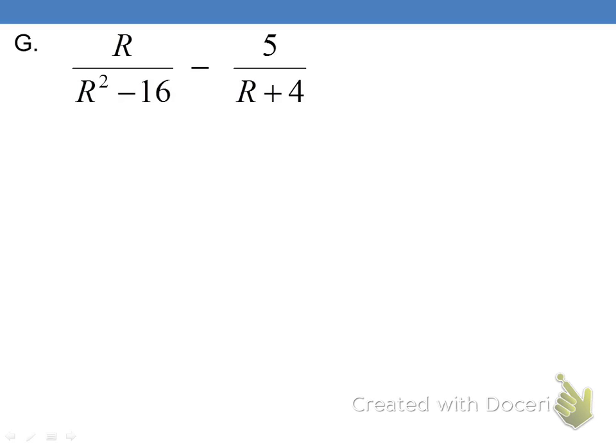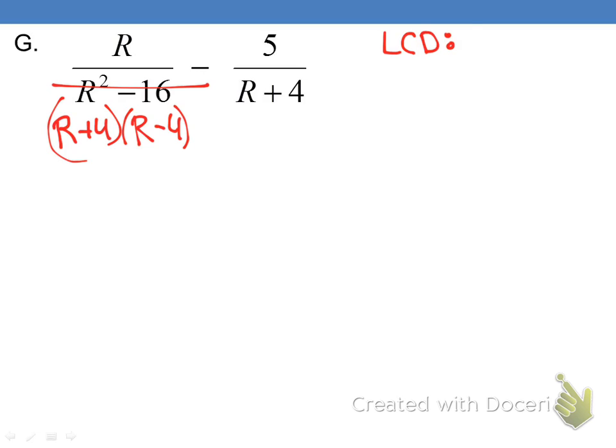All right. What's happening here? Difference of two squares. Yeah, we have a difference of two squares in the front, so I'm going to write this as r plus 4, r minus 4. So what will my LCD be? R plus 4, r minus 4. So what do I need to do to my first expression? Nothing. She is ready to go.